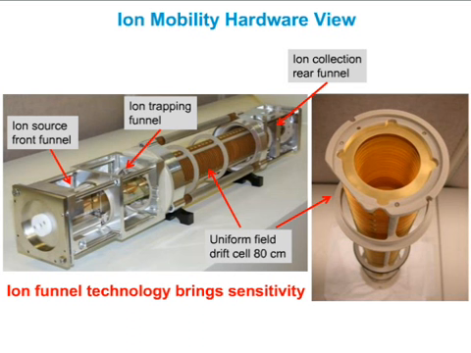And then finally, the drift region is shown in the third area, and the drift cell itself is actually pictured there in the far right. And then finally in the back is the collection funnel. Again, by very efficiently sampling the ions through the capillary and then using the front funnel, the trapping funnel, and the rear funnel, we're able to maintain very high sensitivity by transmitting most of the ions through the system and finally into the mass spectrometer.